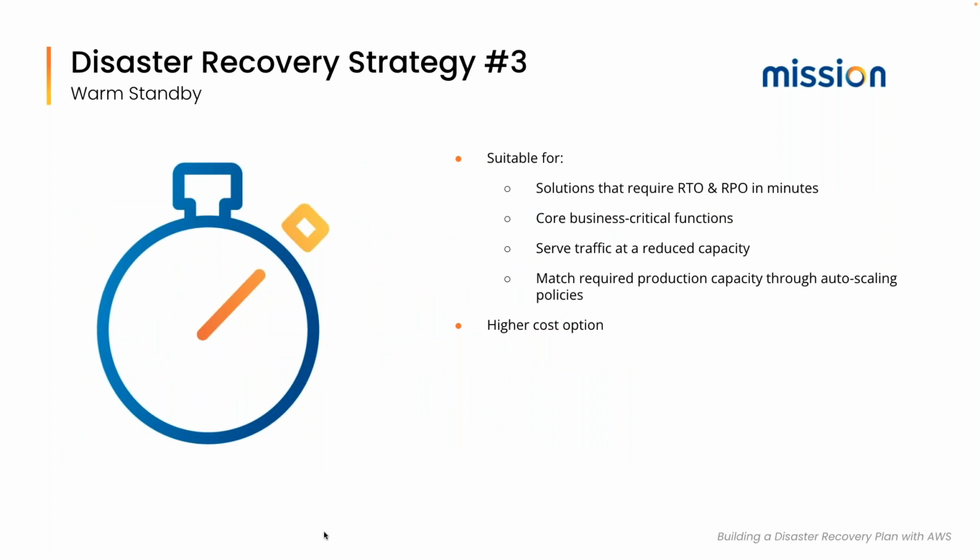Okay, so moving on, let's talk about our third disaster recovery strategy, which is warm standby. A warm standby is suitable for solutions that require an RTO and RPO in minutes. These are typically your core business critical functions, and they are slightly higher cost DR options compared to the other two that we talked about. It is a scaled down version of your fully functional environment in this case. It is always running in the cloud for standby.